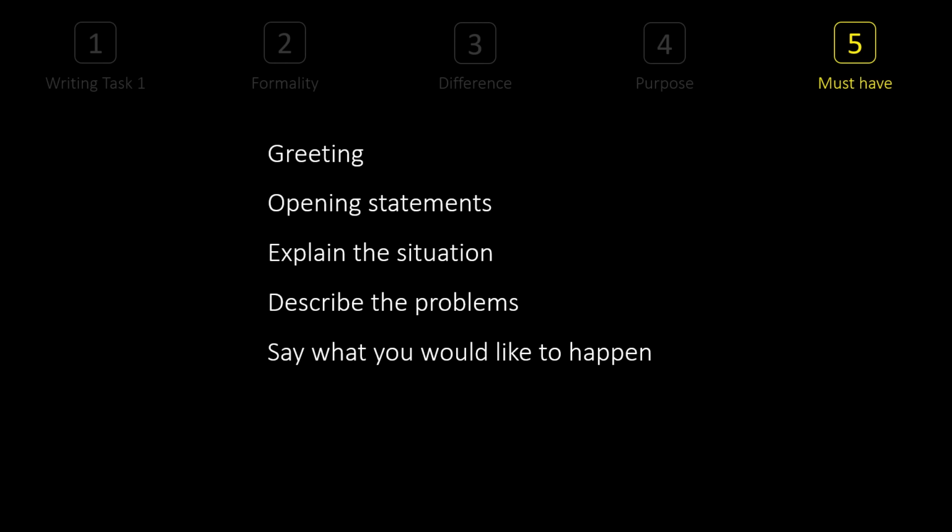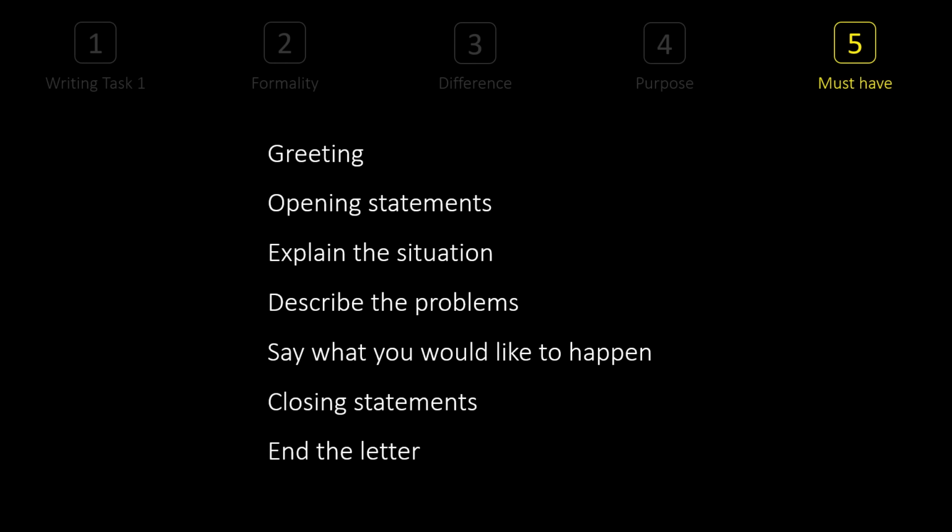Say what you would like to happen. That means, let's say there's something happening, or there's a trouble. What would you like to change? Right? You also have to mention it. You can't just mention that there are some troubles or there's a situation. What you would like to happen means say what change you would like to make over that place. Then we have a closing statement. Closing statements means I hope to get this thing done soon, or I hope the problem will be solved soon. That is called a closing statement.